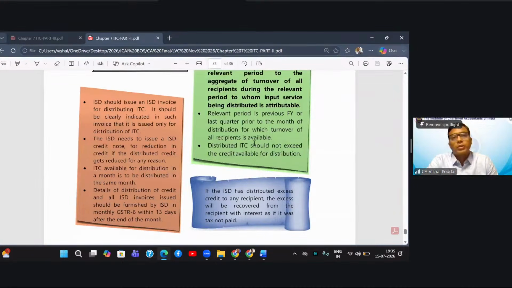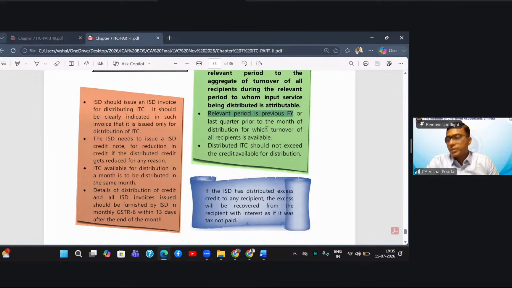Now comes the third question. Turnover should be of which period? Turnover should be of relevant period. Now, what is the relevant period? A relevant period is the previous year. So, when I have to divide the common expenses of the current financial year 26-27, I will take the turnover of all these units of the last financial year, that is 25-26.